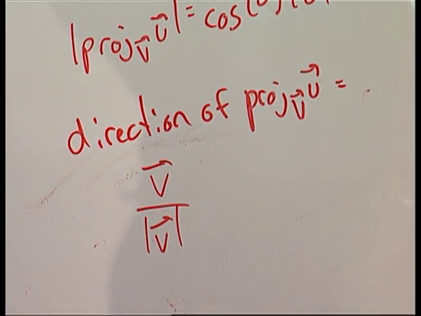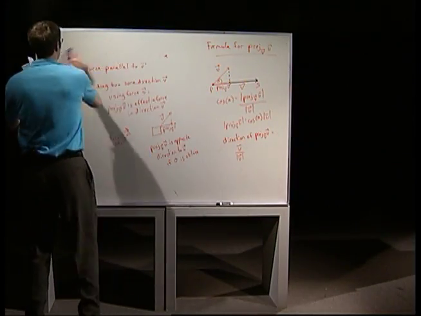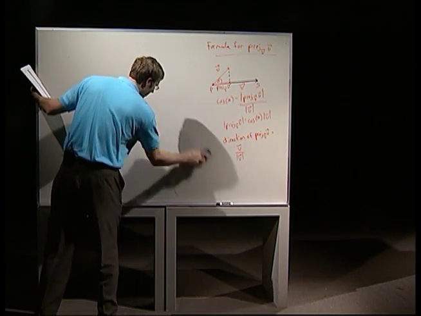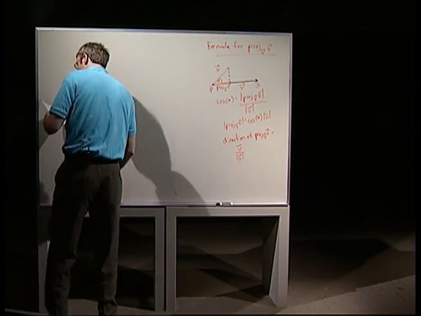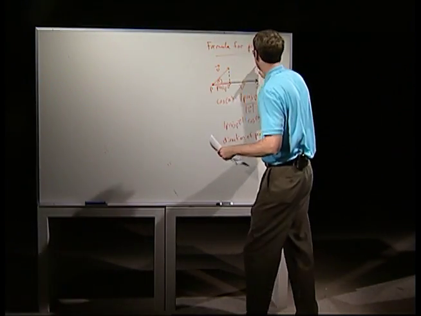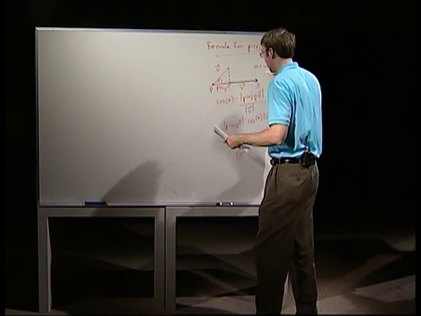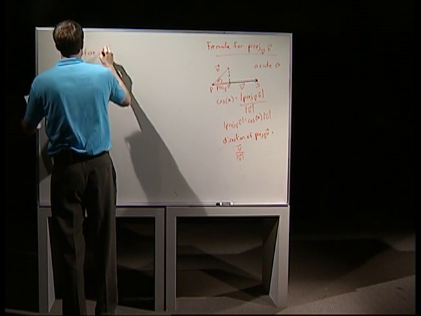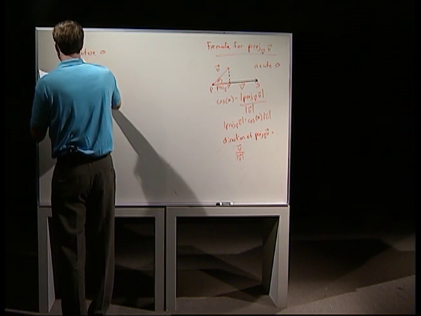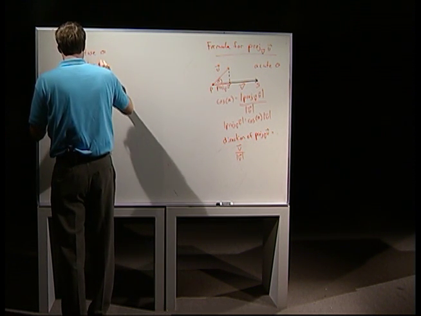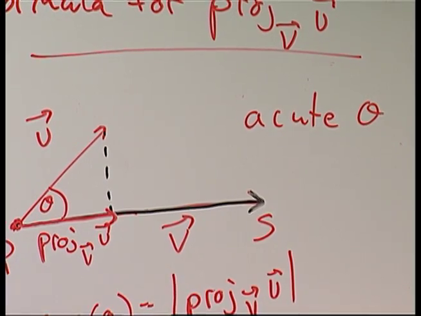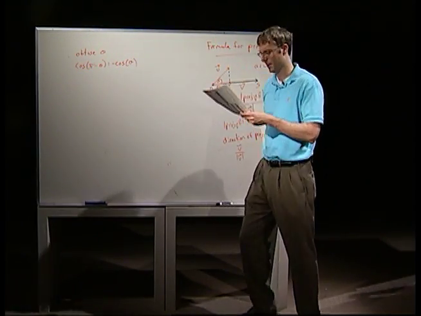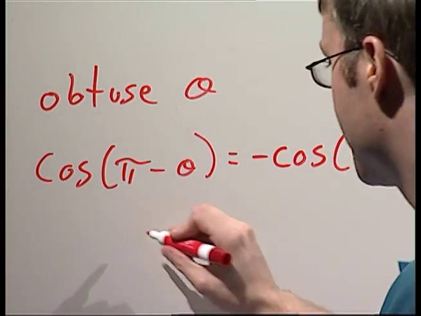And let me talk about the obtuse case over here. Let me leave that there. We'll move to the obtuse case. Again, the obtuse case just takes one little adjustment. So this is acute theta. Right? And how about obtuse theta? Here we have the identity cosine pi minus theta is negative cosine theta. This will help us out here. How so? Here's the picture.